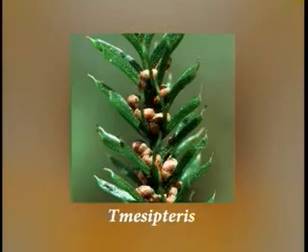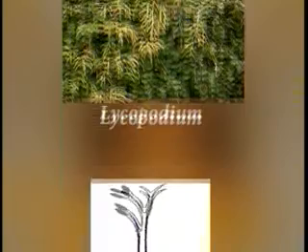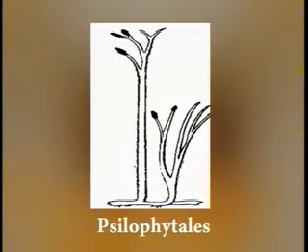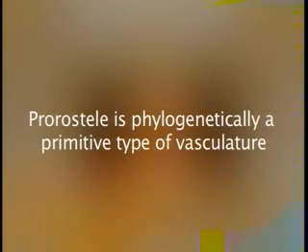Gleichenia, and Lycopodium. The primitive vascular plants, like the extinct Rhyniophytales, also possessed protostelic vascular organization. Presence of exclusively protostelic stems in the earliest vascular plants and their retention in some of the living vascular cryptogams lends a strong support to Jeffrey's view that protostele is phylogenetically a primitive type of vasculature.